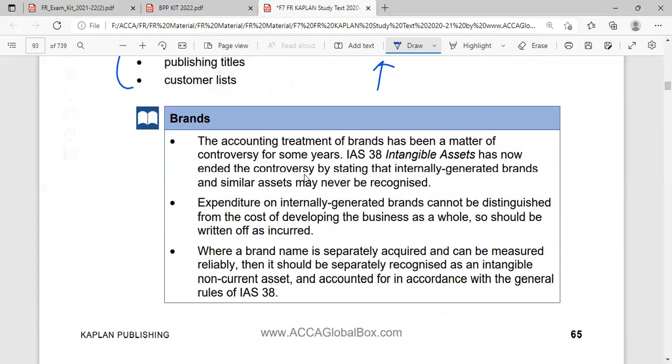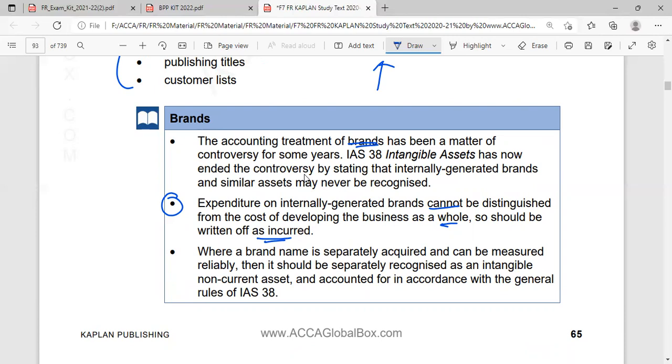And the accounting treatment for brand. Coming to the accounting treatment, generally brand is covered under internally generated intangibles, but it is clearly stated that the expenditure on internally generated brand cannot be distinguished from the cost of developing the business as a whole, so it should be written off as income. As we already discussed, internally generated intangibles cannot be capitalized. We cannot consider it as an asset because the cost or amount spent for that intangible cannot be identified separately.